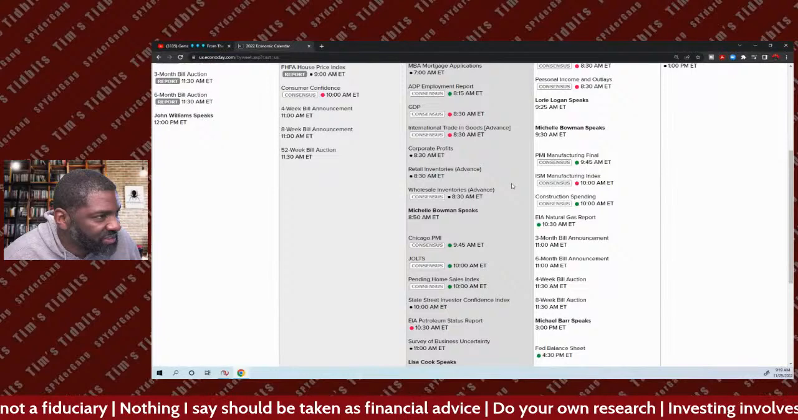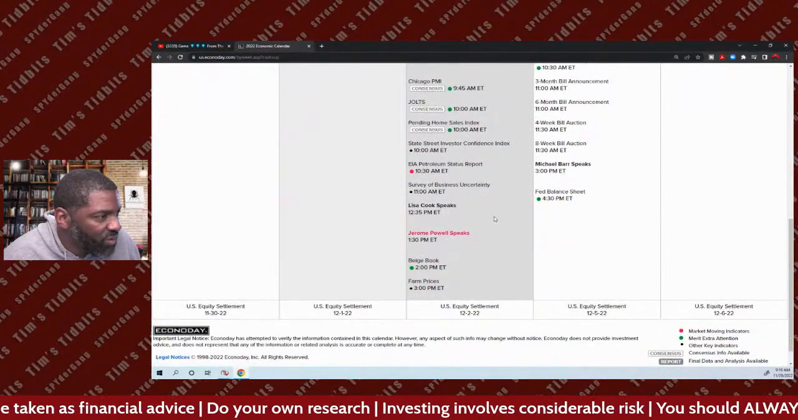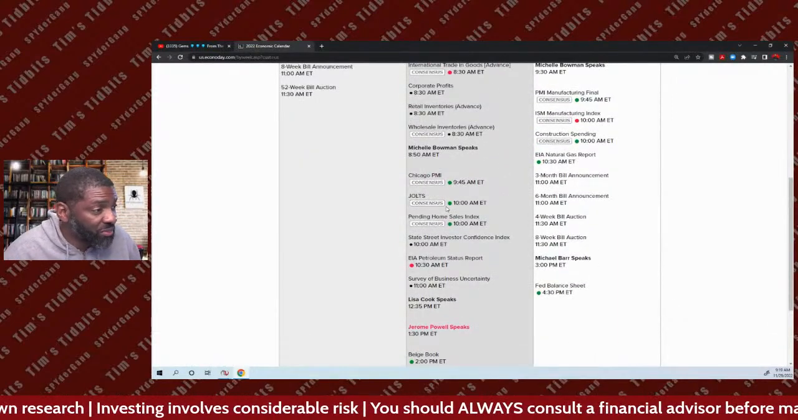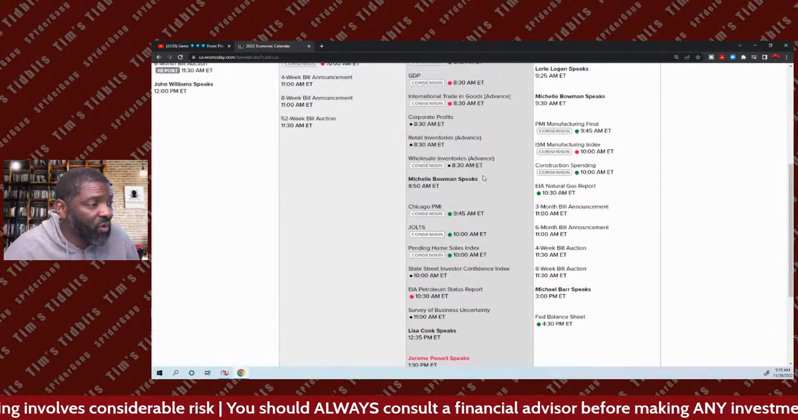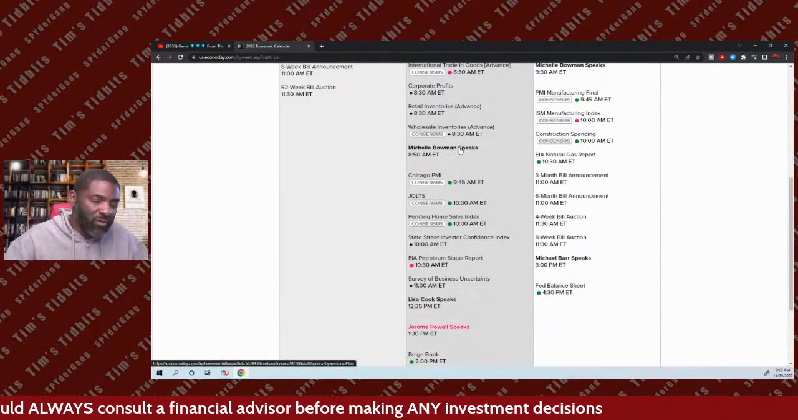We got international trades and goods advanced. We got Powell speaking at 1:30. We got petroleum coming out at 10:30. We got JOLTS tomorrow at 10. Chicago PMI. We got a whole lot going on. We got Bowman speaking.